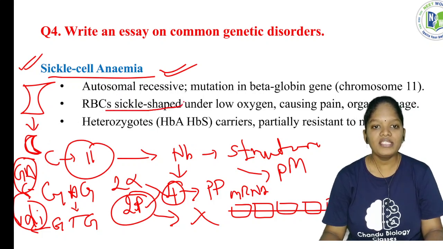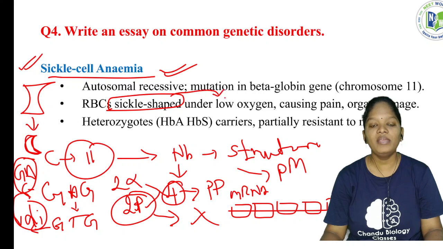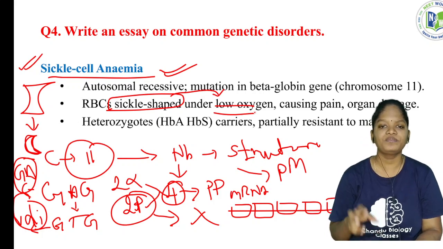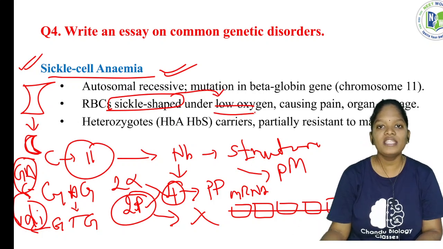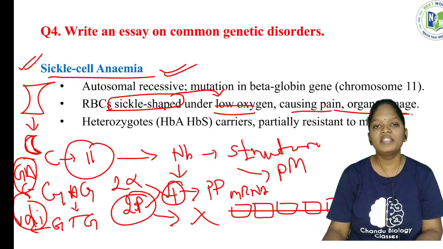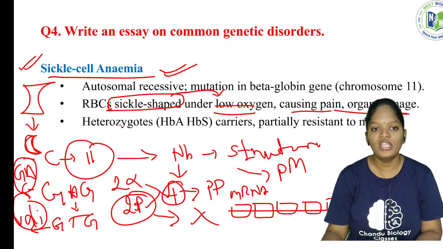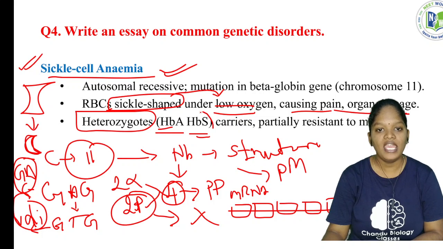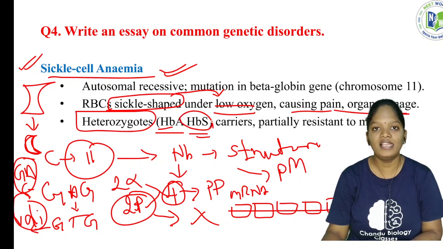So RBCs are sickle shaped. There will be low oxygen, not having the 4 polypeptide chains in the hemoglobin. So the oxygen carrying capacity will be lower, and it is causing pain and results in organ damage. Okay, and the heterozygotes. How is the heterozygote condition? That is HbA and HbS. HbS means sickle cell hemoglobin.